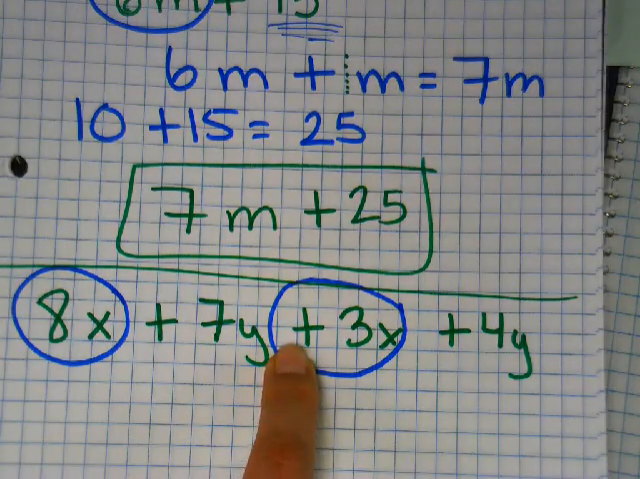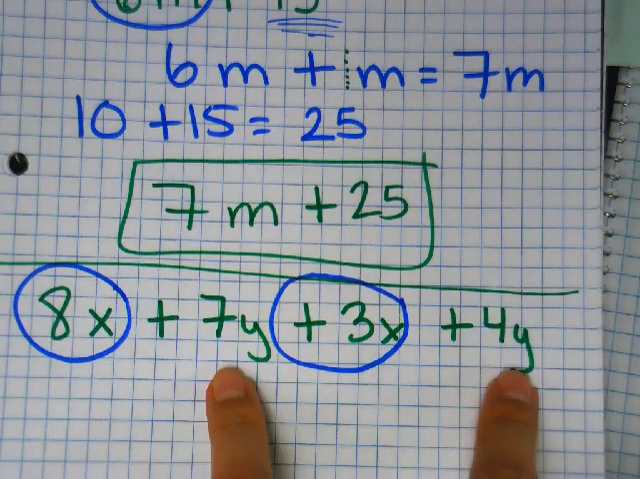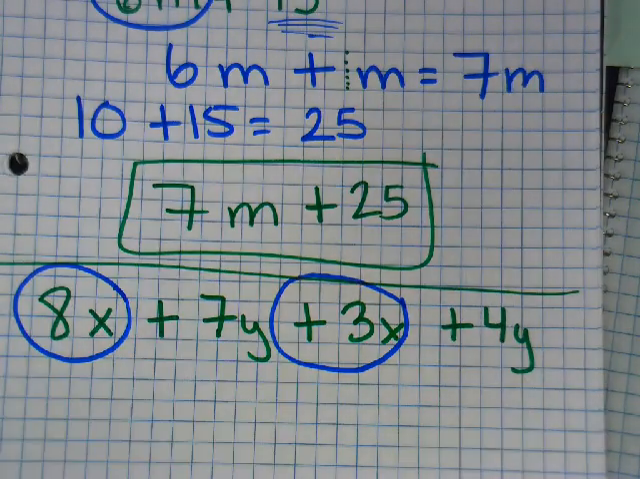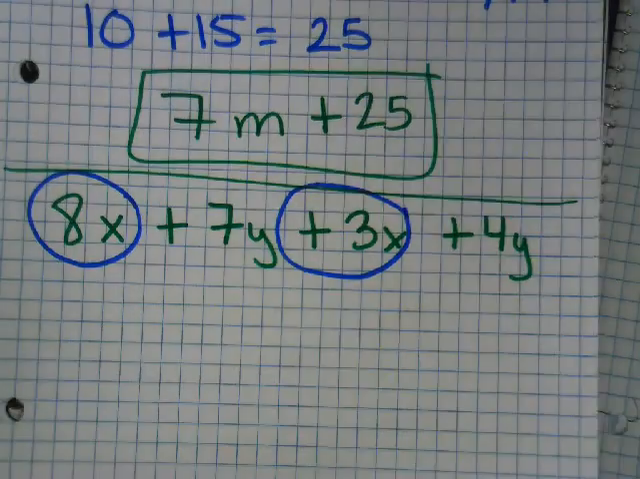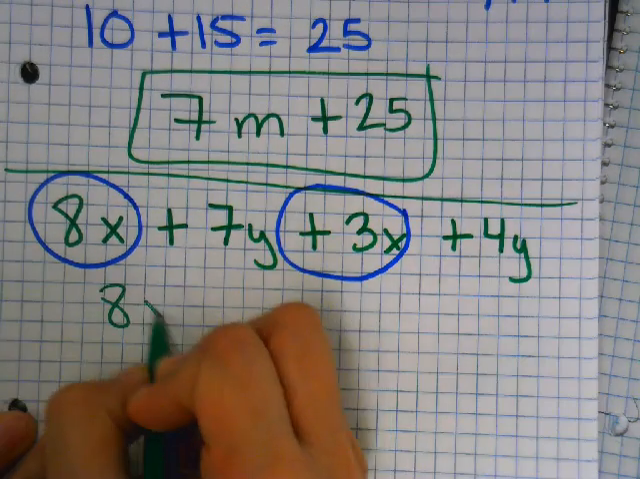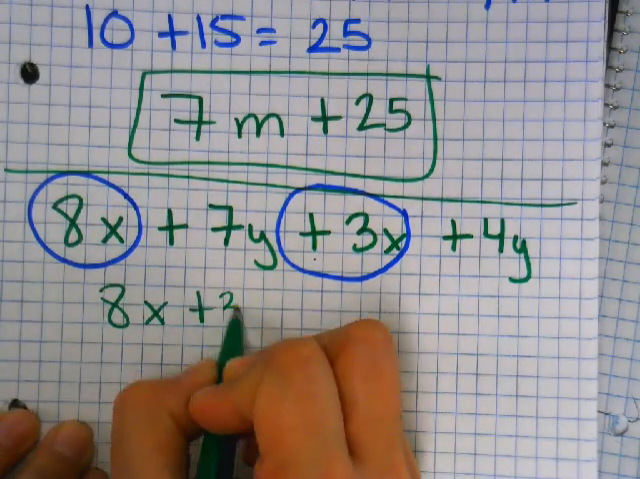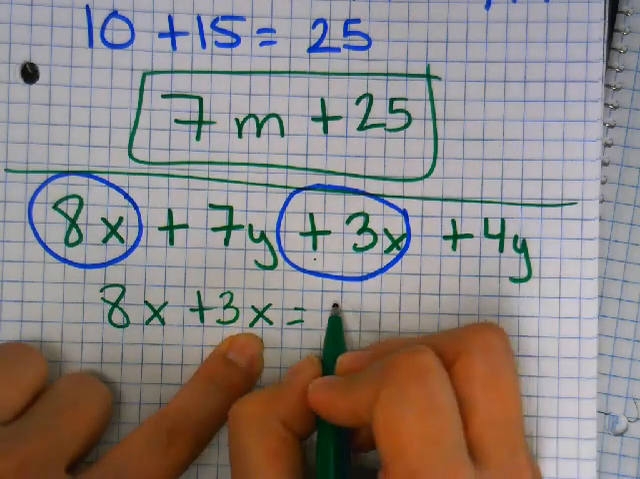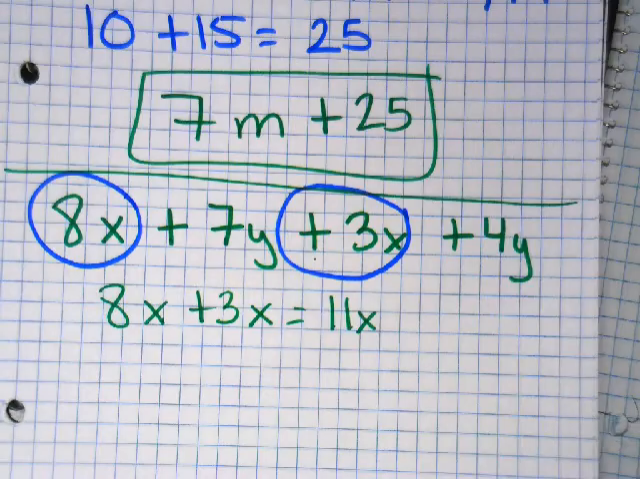All right, now, do I circle these? No, because these have a different variable, y. So we're going to leave those alone for a second. What we circled, we're going to add or subtract depending on the operation. I see a plus sign, so I'm going to add. What's 8x plus 3x? 11x. Are we okay with that part?